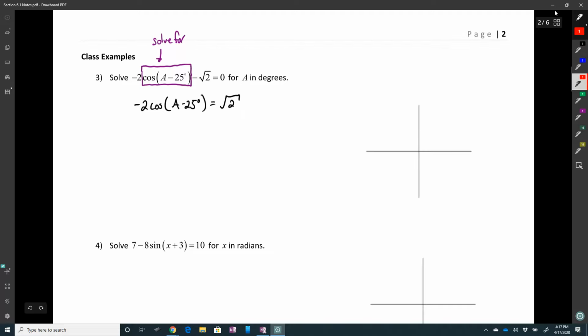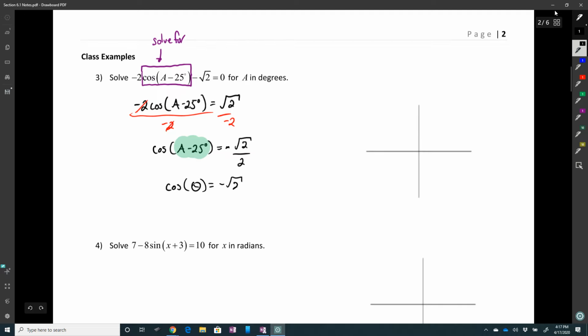And then I'm going to divide everything by -2. So I have cosine of a minus 25 degrees equals, and it's bad manners to leave the negative on the bottom like that, so I'm just going to say negative square root of 2 over 2. Okay? So for now, I'm going to ignore this a minus 25. I'm just going to say cosine of theta equals negative square root of 2 over 2. You know what? Not even theta, because that might get confusing. I'm just going to say cosine of blank equals negative square root of 2 over 2.